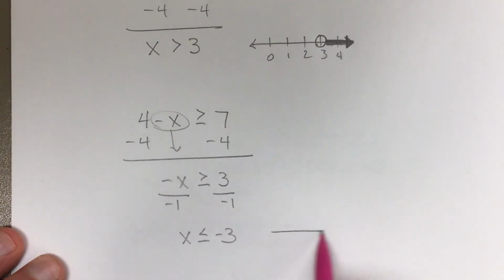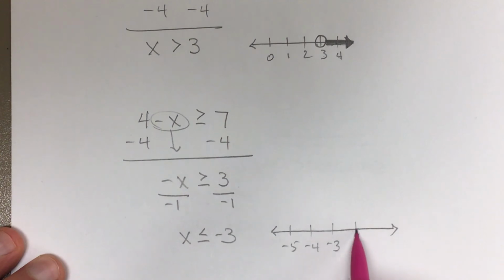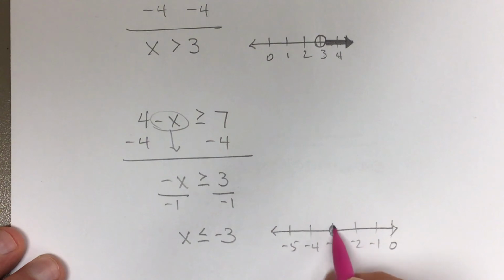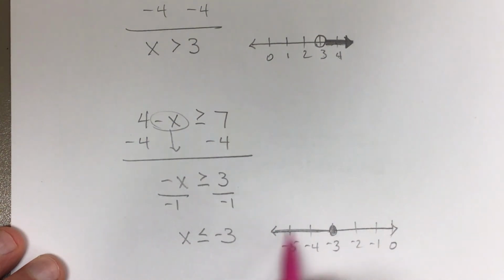Now when I draw my number line, -5, -4, -3, -2, -1, 0. So now I'm at -3, and since it's less than or equal to, that means -3 can be part of this. So I make it a solid dot. And then I'm shading this way. So I go this way and I shade in my arrow.